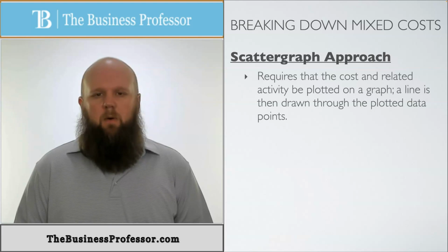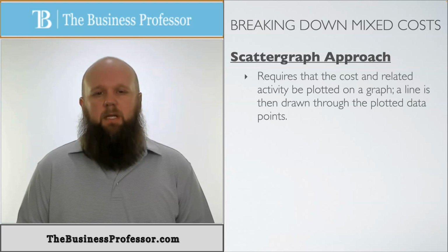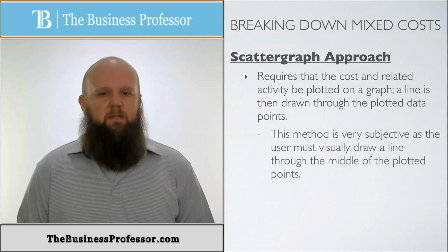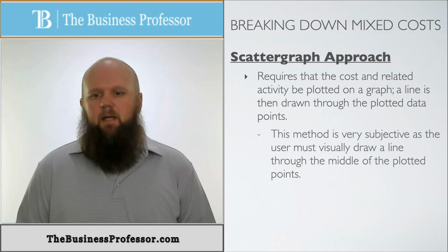The scatter graph approach requires that the costs and the related activities be plotted on a graph and a line being drawn through the plotted graph based on the way you see it. Now, this method is very subjective, again, exactly what I just said, because you must visually draw a line through the middle of the plotted points, and sometimes they don't line up. So let's look at an example of this.